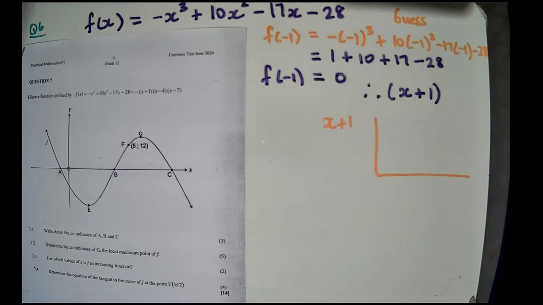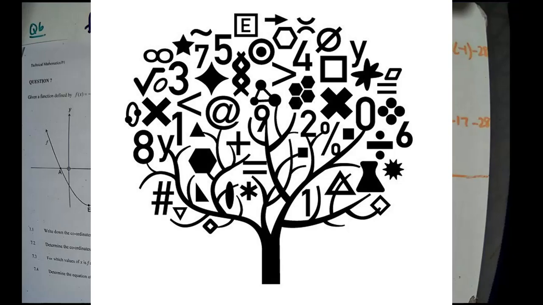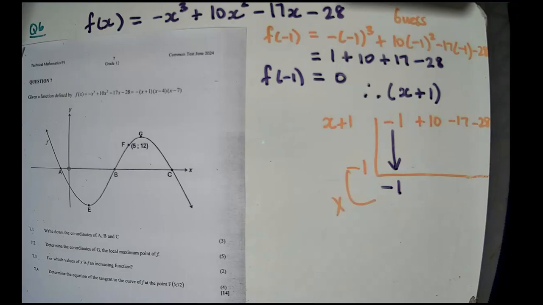So this means I can use my synthetic division. X plus 1 is a factor, so that means my number is minus 1 that I substituted. Write it there. Then go back to the original question and take all the numbers in front of x cubed, x squared, x, and the constant. List them there. Next thing, bring down the very first one, minus 1. Write it there. Now our method here is to multiply and write it down.